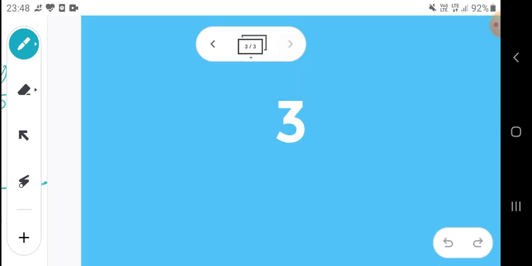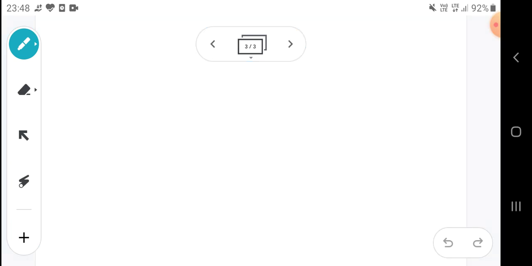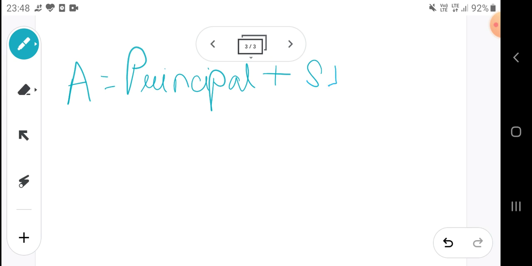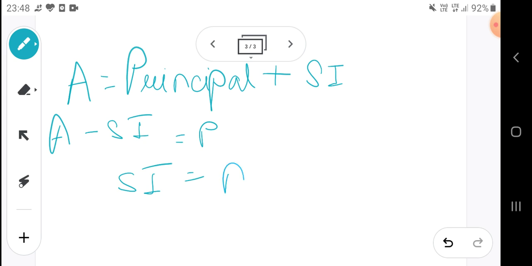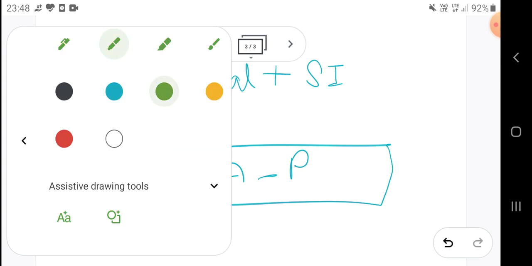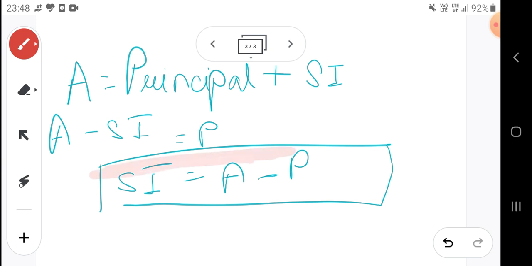Now to find amount, what one has to do? Let's see. Amount is equal to principal plus SI. Now if you want to find the principal, then amount minus SI. If you want to find the SI, it will be amount minus principal. Got my point? I hope you understood it. This you have to remember very properly.